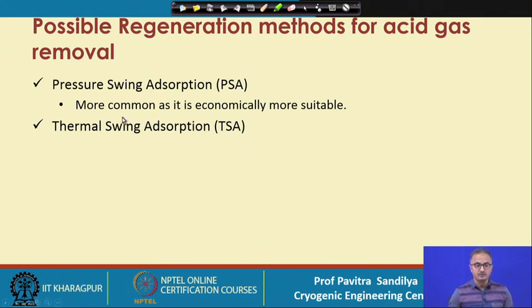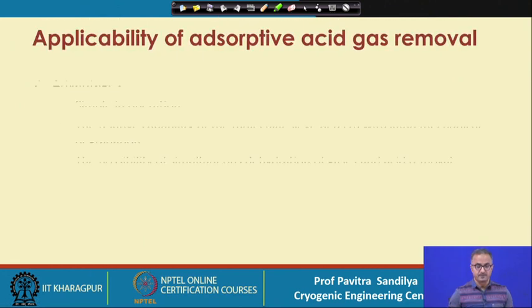And now we know that there are several methods for regeneration. One is the pressure swing adsorption, and there is a thermal swing. In this case, pressure swing is more common because we are talking of handling a high amount of gases.